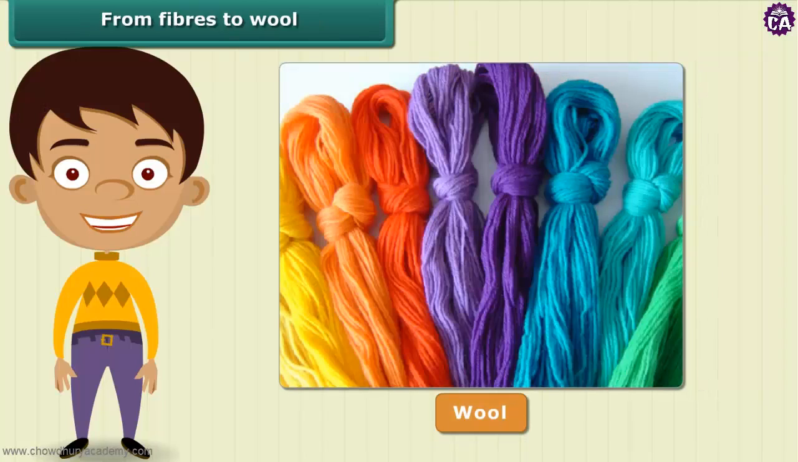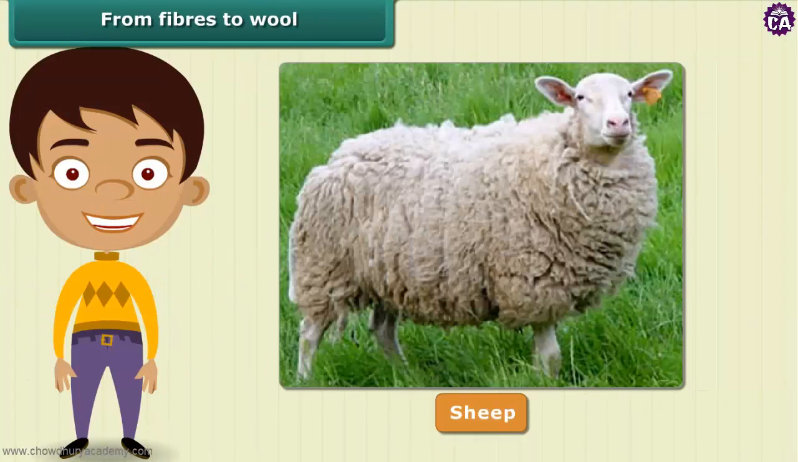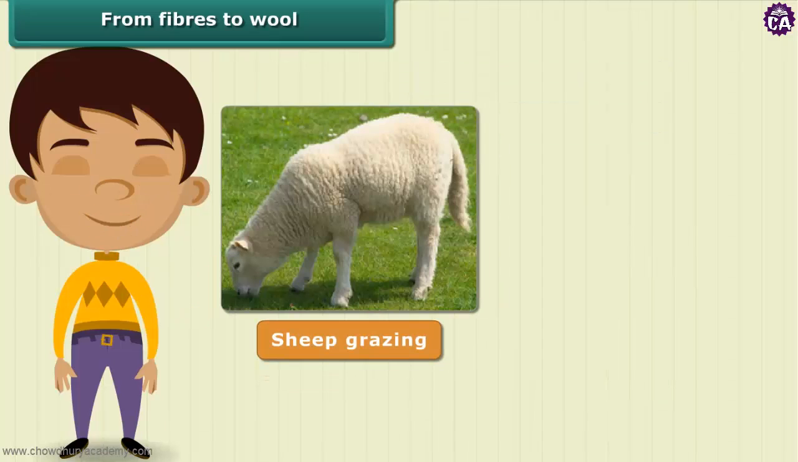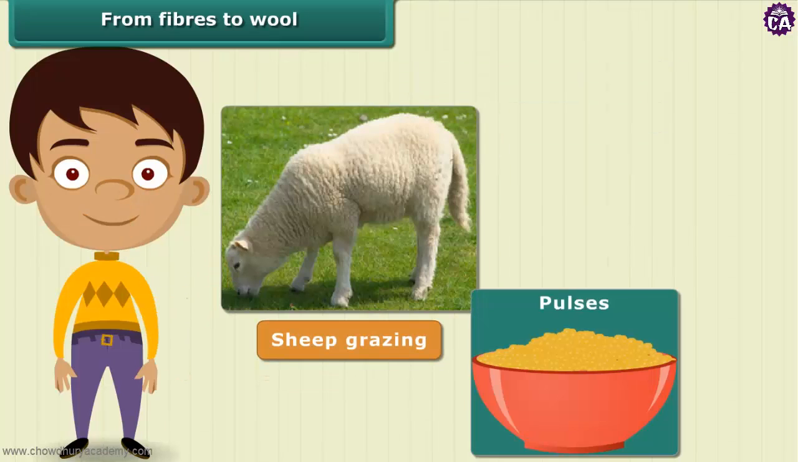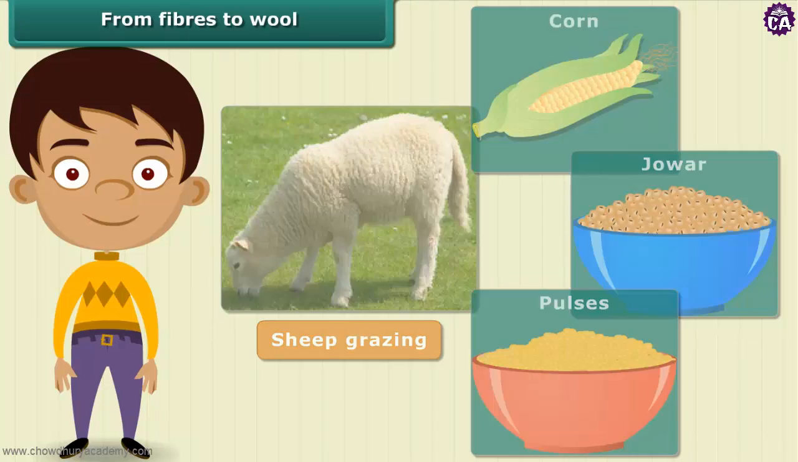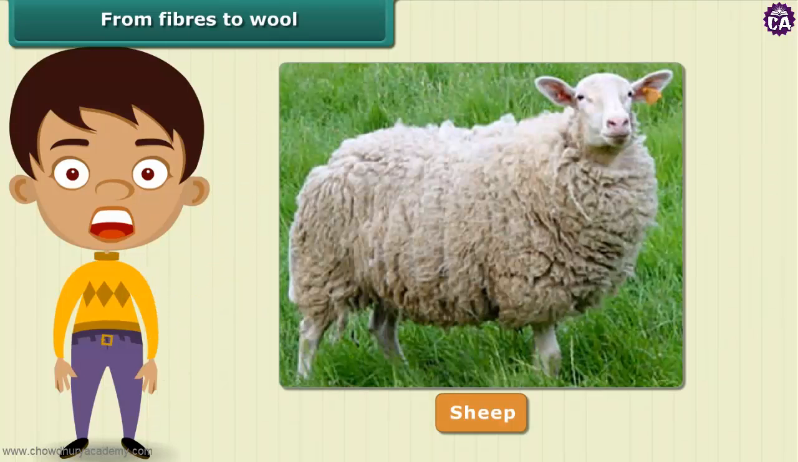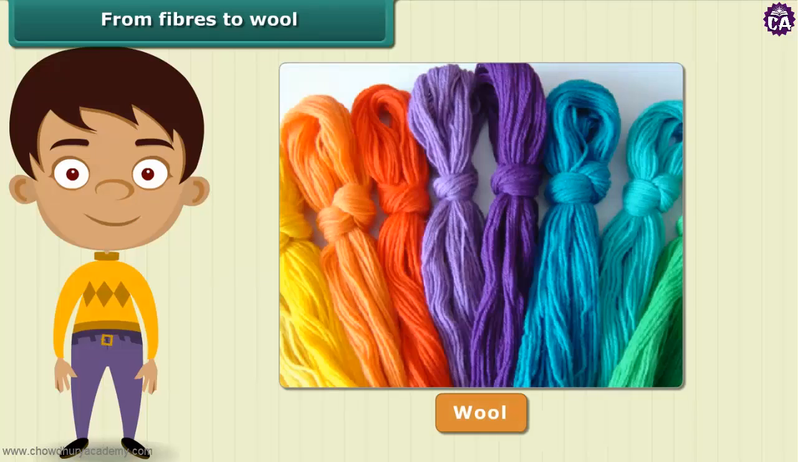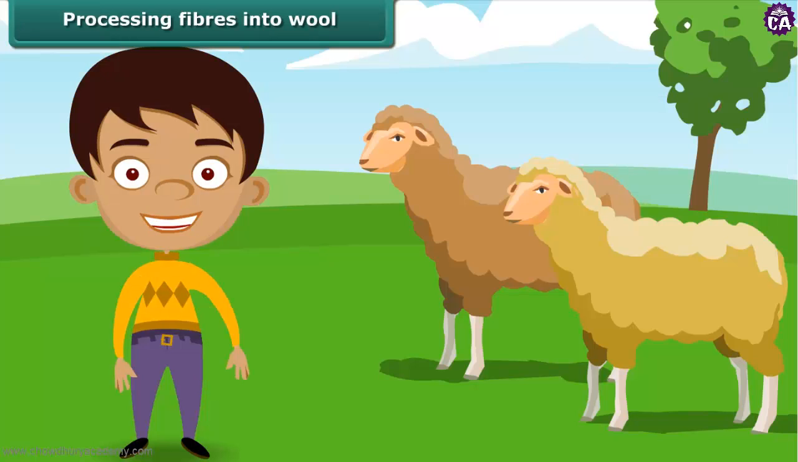For the wool to be of good quality, sheep need to be fed a nutritious diet. Apart from what they get from grazing, they are fed a mixture of pulses, corn, and jowar. The sheep so reared develop a thick growth of hair. This hair is known as the fleece of the sheep and provides us wool. Let us study the process by which wool is obtained from sheep one step at a time.